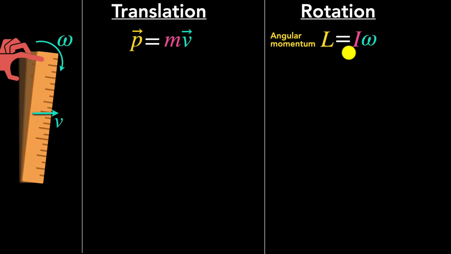Let's see if this makes intuitive sense. If you increase angular velocity, the angular momentum increases. Does that make sense? Yeah. If an object starts spinning faster, well, it has more rotational motion, so it makes sense to say that it has more angular momentum. But the expression also tells us if you increase the rotational inertia, that too increases the angular momentum. Does that make sense?